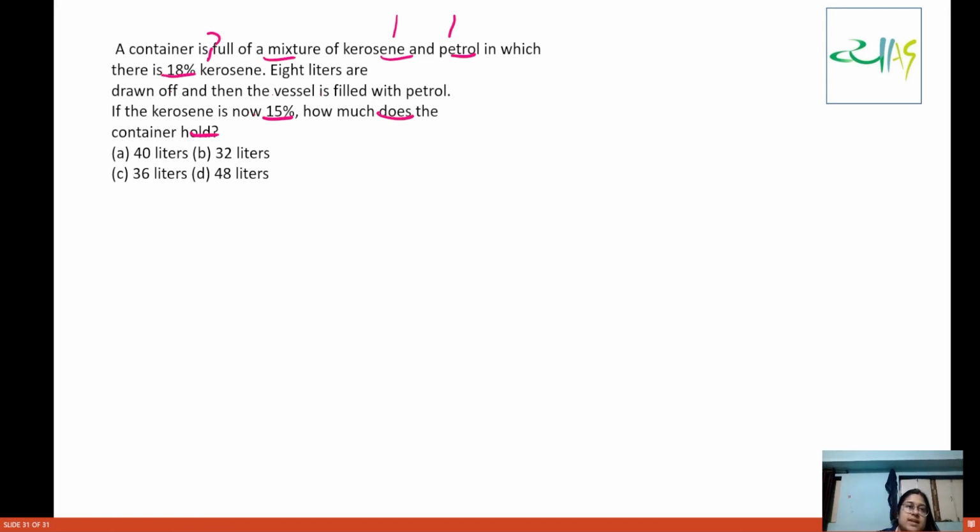So just look at the question. Okay, so first it is saying we have kerosene and petrol. Okay, and it is 18% kerosene, means it has 82% petrol. Fine. 8 liters are drawn off and then the vessel is filled with petrol. Okay, so see, it is in 18 by 82. तो अगर यहाँ से रेशियो पता चल जाता तो then it would have been okay, but let us see this ratio is like how much?